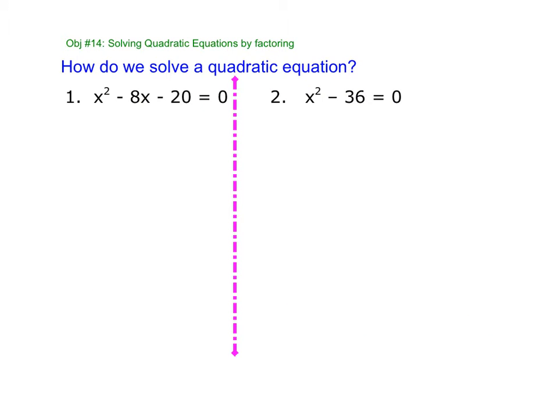All right, so step 1, make sure 0's on one side. Is 0 on one side? It is. Step 2, factor it. So take a minute and factor. Pause the video. We are multiplying to negative 20 and combining to negative 8. That's 2 times 10, where the 10 is negative. So now we factored. That's step 2.